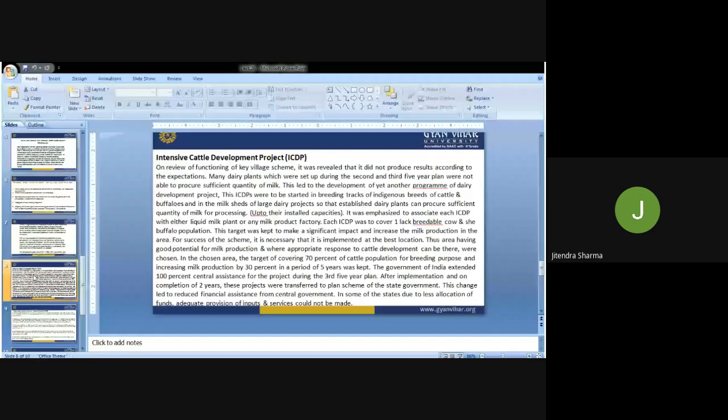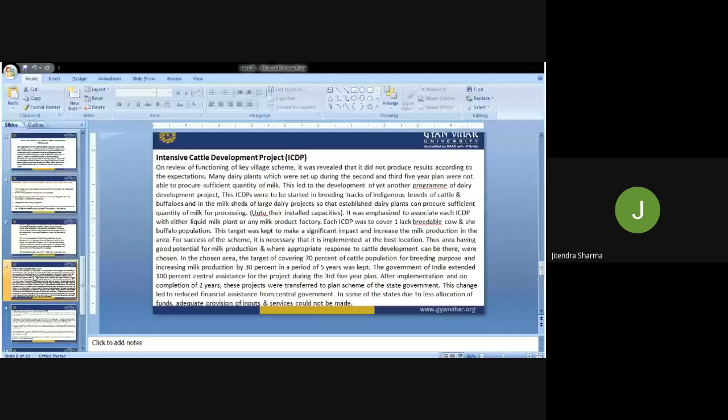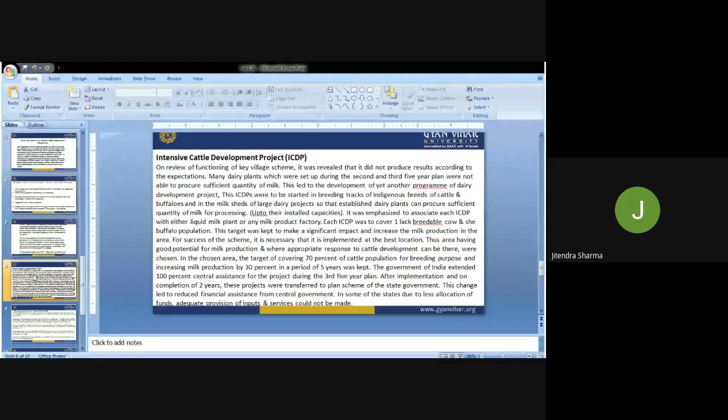It was emphasized to associate each ICDP with either a liquid milk plant or a milk product factory. Each ICDP was to cover 1 lakh breedable cow and buffalo population. It means now it goes from 10,000 up to a lakh. They decided this assignment for each ICDP, that each project must have more than 1 lakh breedable cattle population. This target was kept to make a significant impact on increasing milk production in the area.